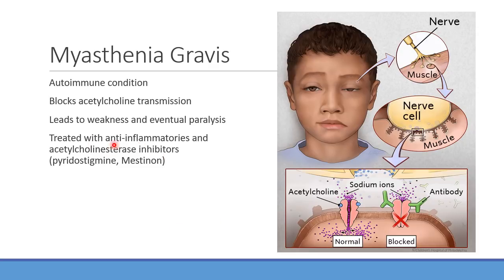Again, usually we'll treat those patients either by giving them things like anti-inflammatories to try to prevent the antibodies from interacting with those receptors, or we'll give them things to try to increase acetylcholine levels, right? So there's just two examples there.